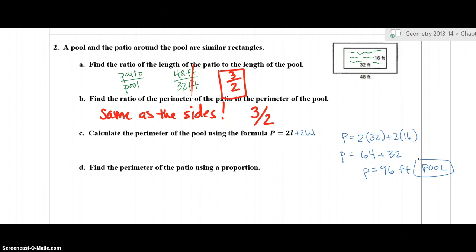Now, are we able to find the perimeter of the patio using that same formula? Yes. Do we have enough information? No. We only have the length. We don't have the width. Okay? But check it out. It says find the perimeter of the patio using a proportion. A proportion looks like this. A ratio equal to a ratio. What's the ratio of their perimeters? 3 to 2, right? Part B.